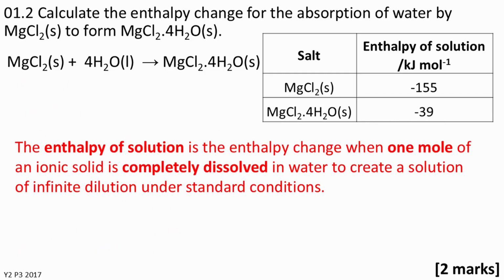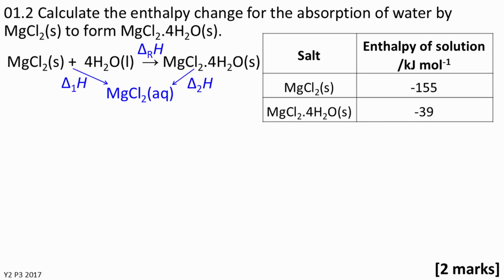Enthalpy of solution is defined as the enthalpy change when 1 mole of an ionic solid is completely dissolved in water to create a solution of infinite dilution under standard conditions. For this question, if you know the definition, you will be able to draw the Hess cycle correctly. The Hess cycle is shown here. The reactants and products both point towards 1 mole of aqueous MgCl2 based on the definition for enthalpy of solution.